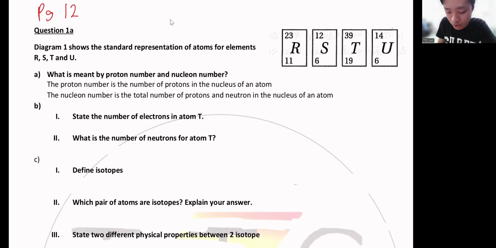The proton number is the number of protons. Then the meaning for nucleon number is the total number of protons and neutrons. This meaning you have to know, because they will ask one normally. Very common question.